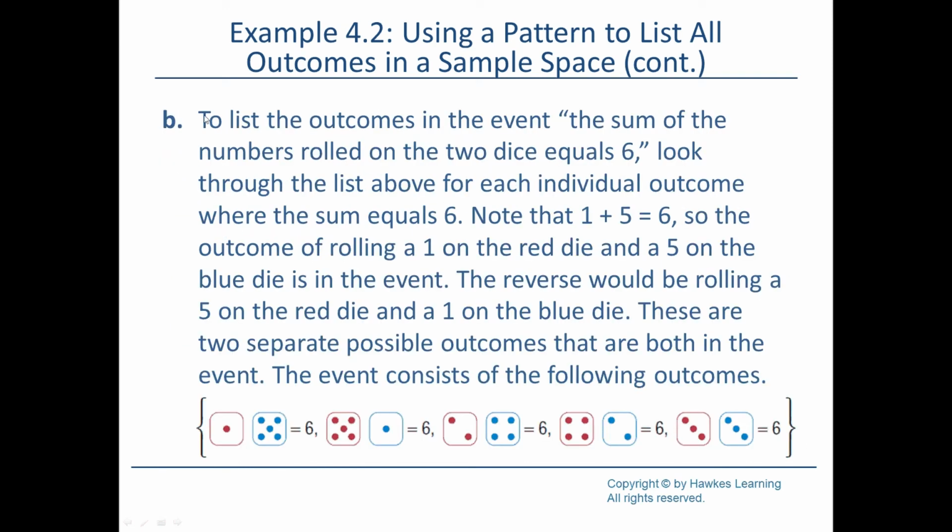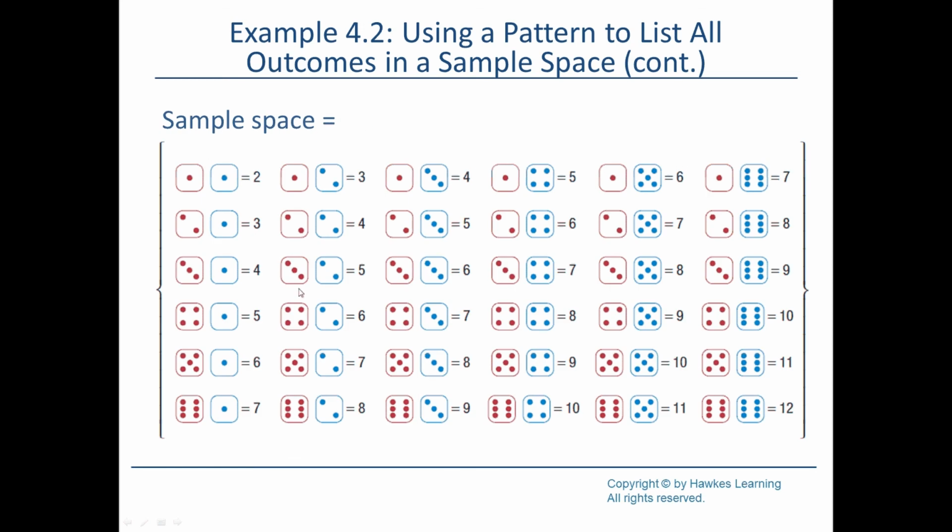Part B, we're going to list the outcomes of the event: the sum of the numbers rolled on the two dice equals 6. So we're going to go back and look to see. There's one here: 5, 1; 4, 2; 3, 3; 2, 4; 1, 5. Those all give us a sum of 6.